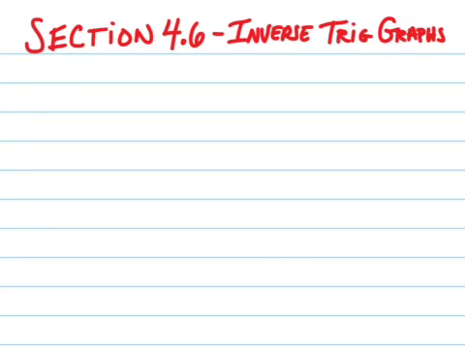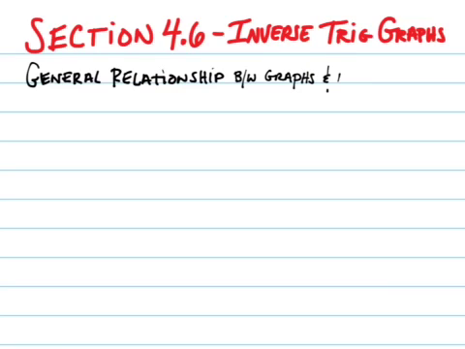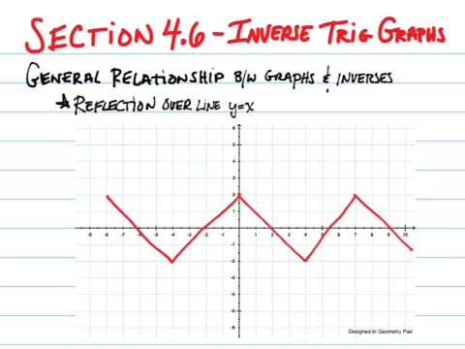Okay. So again, this is 4.6. And we're going to start with a general relationship, which is what we just talked about with that parabola, between graphs and inverses. So if I took something that looked periodic, and again, this is a reflection over the line y equals x. So there's something that's similar to sine and cosine. It's periodic. It's not sine or cosine because I have these sharp curves. And I want to look at what's going to happen to the inverse.